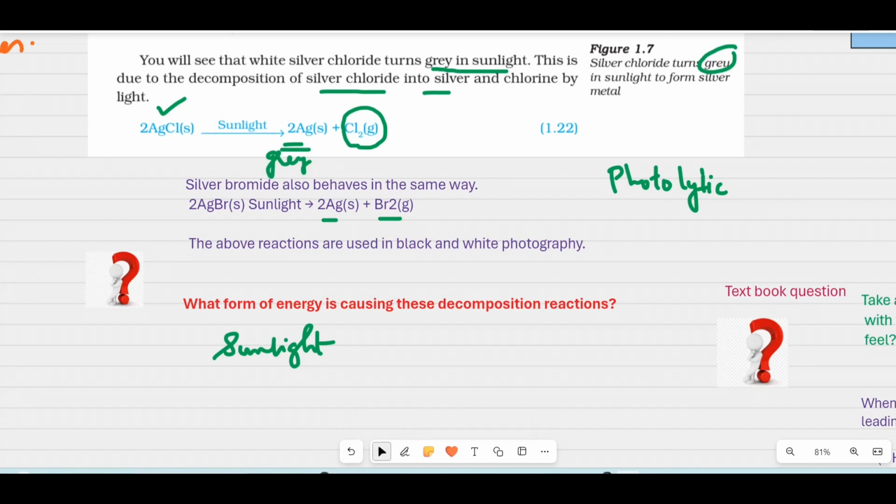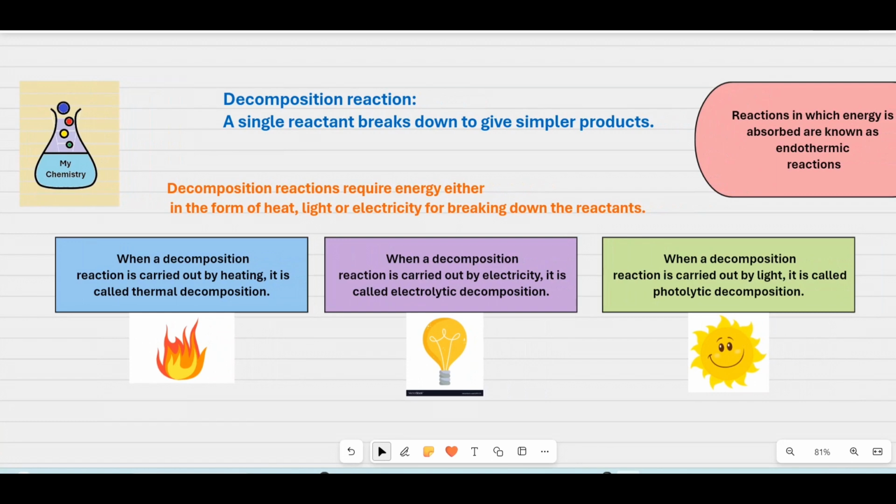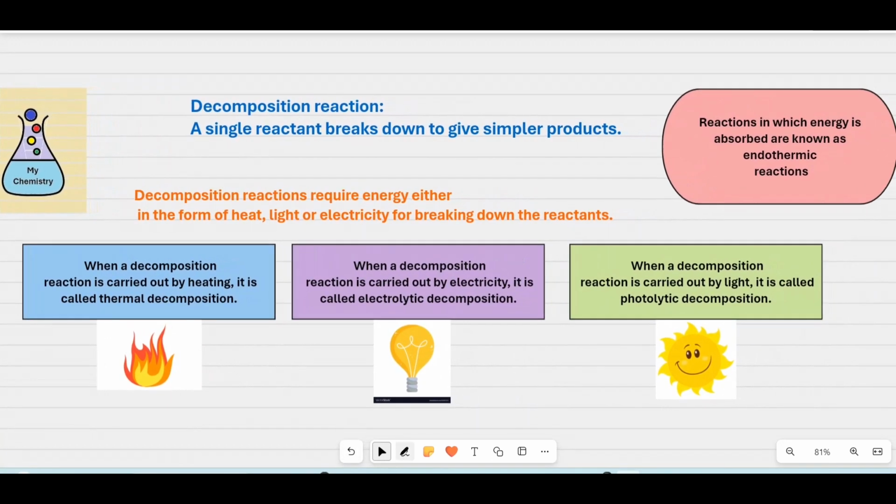Now we just conclude all these 3 reactions. So what is a decomposition reaction? In a decomposition reaction, a single reactant breaks down to give simpler products. Here we are giving energy and then the compound breaks. So all these decomposition reactions are endothermic reactions. Why is it endothermic? Because we are giving energy either in the form of electricity, sunlight, or heat. So we are providing energy, and these types of reactions we call endothermic reactions.